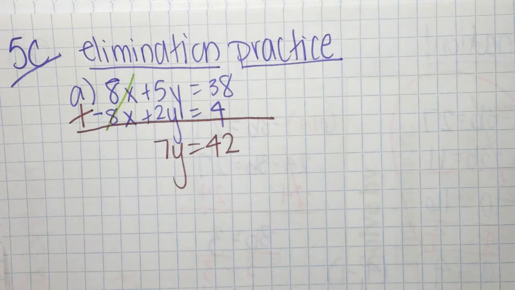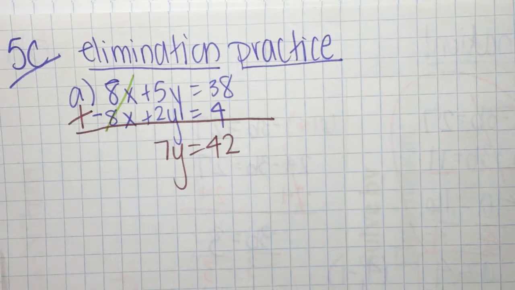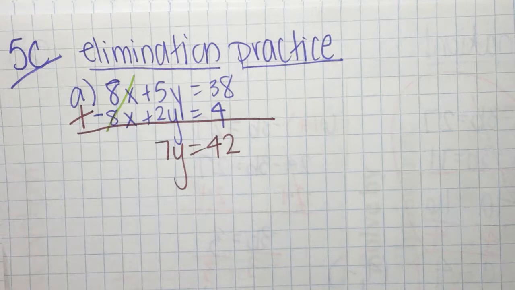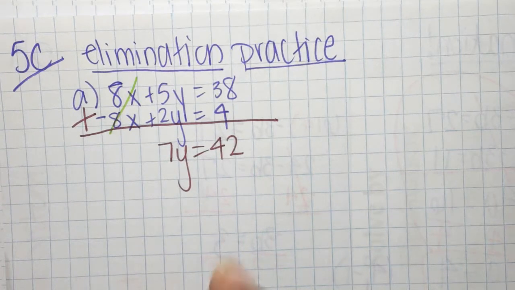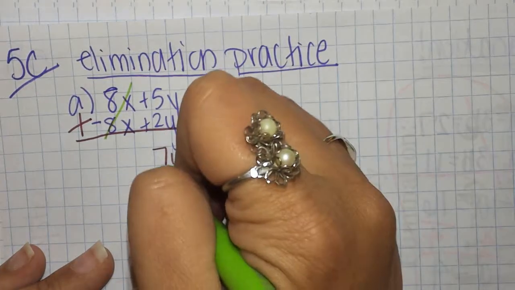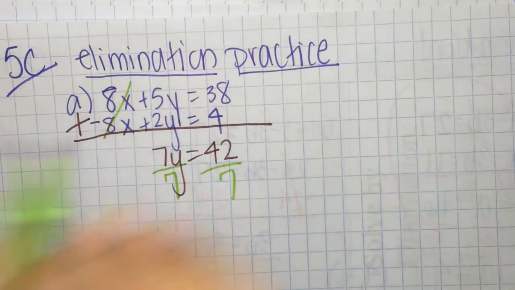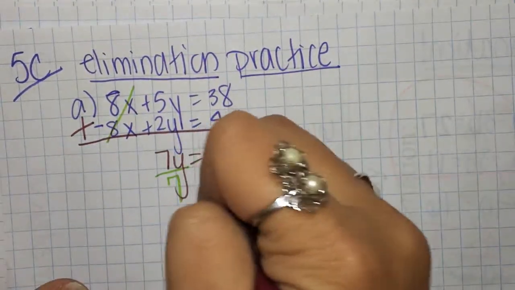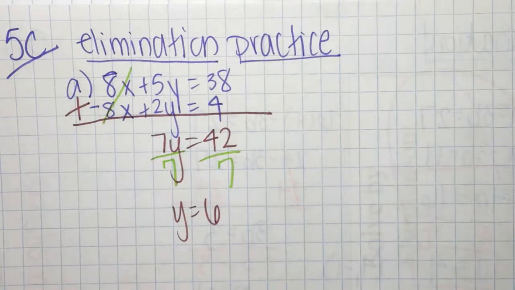Wait. We're waiting on Alexis to make sure he has all this written down. Nick, can you help me? Yes. Awesome. Take a point. Y equals 6.